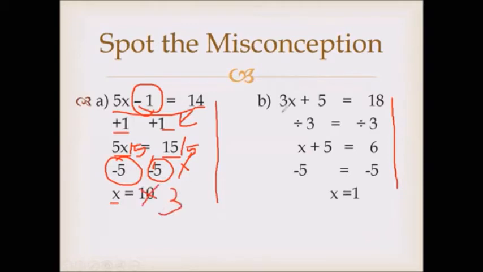Okay. Now come to the second equation. Is the first step correct? Divided by 3. Can we divide by 3 in the first step? 3 is attached to the variable x, that is in multiplication. No, this step is wrong.